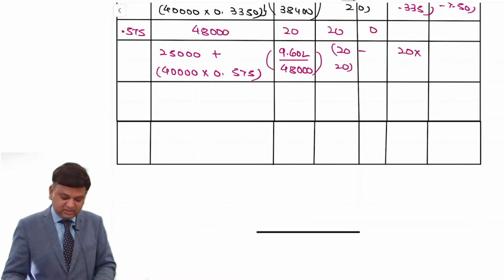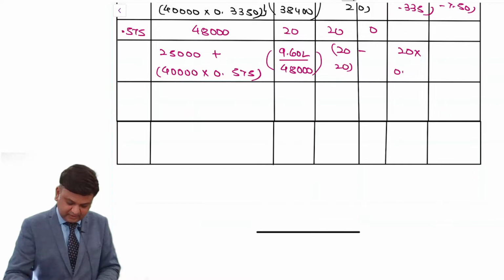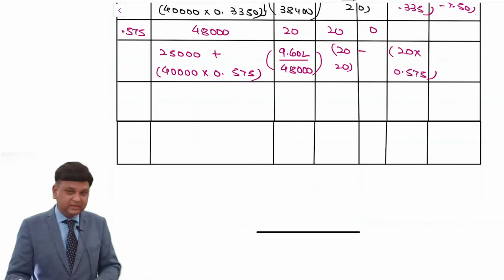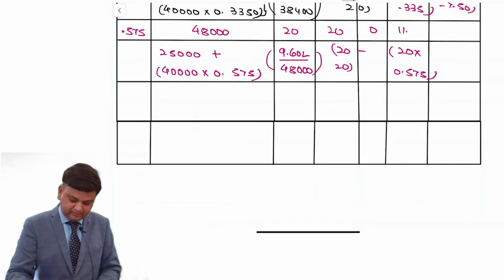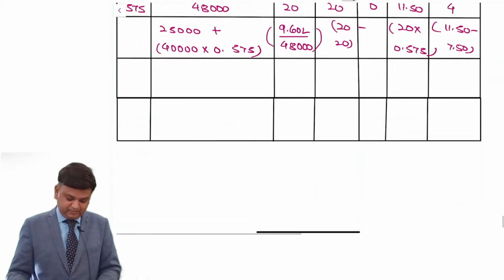20 into exchange ratio 0.575. That is 11.5. Minus 7.5. That comes to 4.